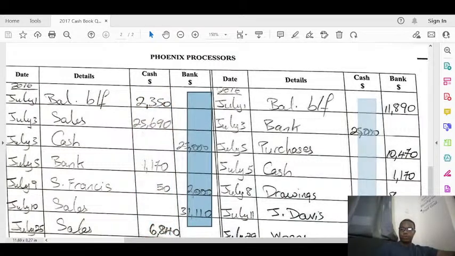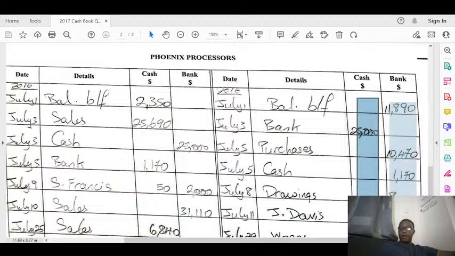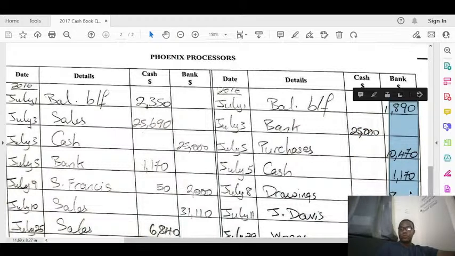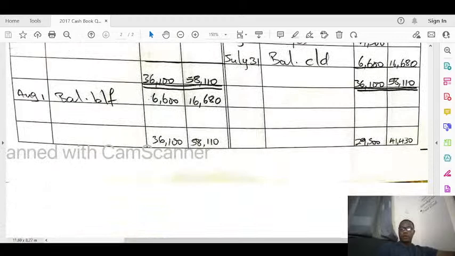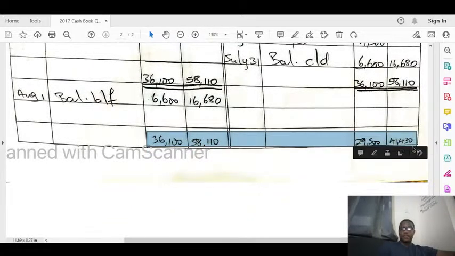Add up the cash column on the credit side, come down. Add up the bank column on the credit side, come down. So you do all of that, right? When you do all of that now, see them here? These are what I get. These are my results. I left them there so that you can see, right?